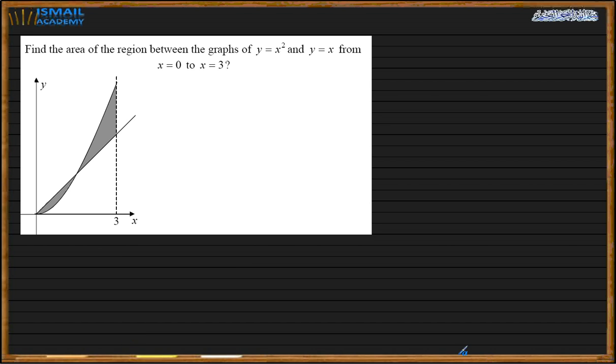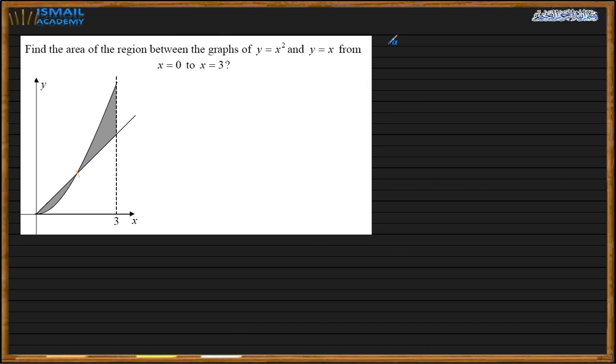Now I need to find out the area of that curve, but here I have an intersection point. That means the area here, the line is above the quadratic, and here the quadratic is above the line. So that means we have two different setups. To see where the setup changes sign, I need to make those two expressions equal each other.